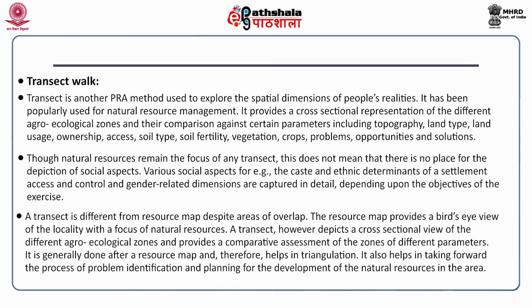A transect is different from a resource map despite areas of overlap. The resource map provides a bird's eye view of the locality with a focus on natural resources. In transect, however, it depicts a cross-sectional view of the different agroecological zones and provides a comparative assessment of the zones on different parameters. It is generally done after a resource map and therefore helps in triangulation. It also helps in taking forward the process of problem identification and planning for the development of the natural resources in the area.